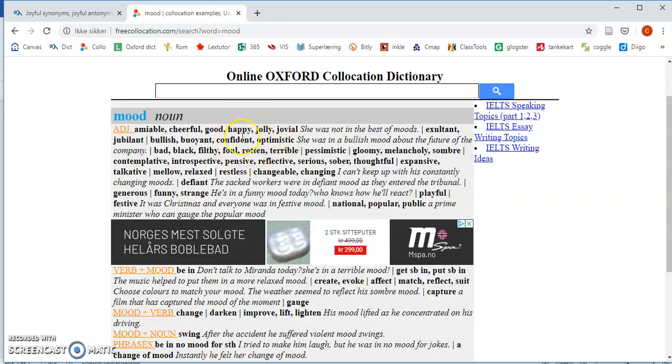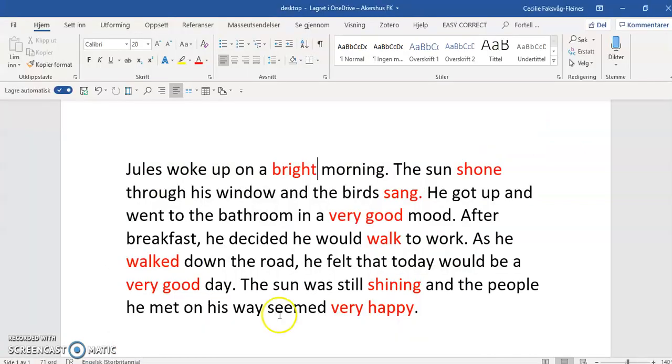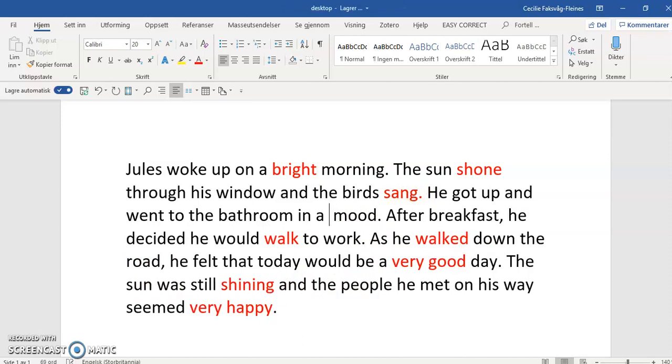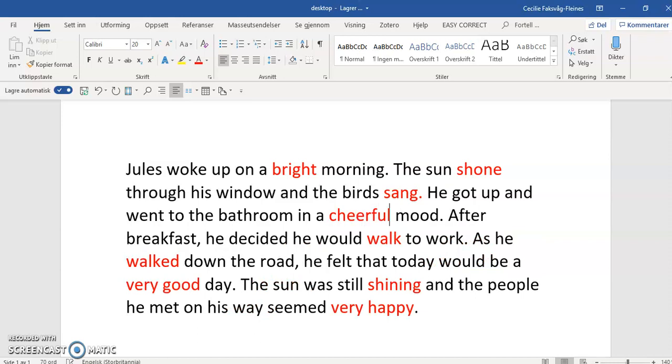So again, if I'm unsure what they mean, I have to look them up in the regular dictionary to check the meaning. But let's say that I think I will go for cheerful mood instead of very good. Now, I also have some verbs that I would like to replace. For example, I've used the word to shine twice. The sun shone and the sun was still shining.